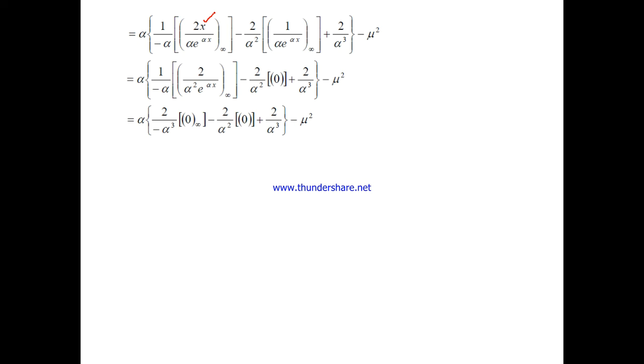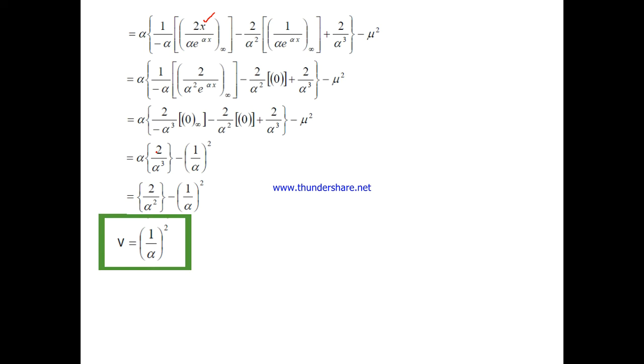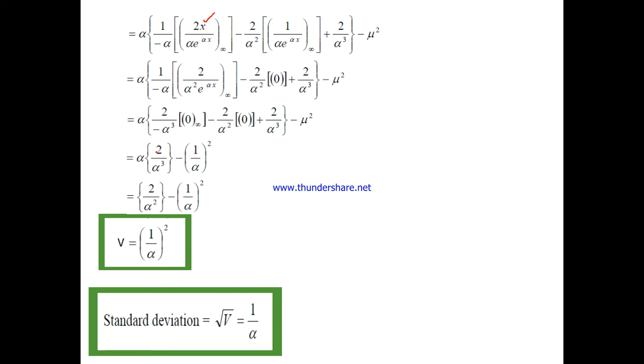Let us substitute for mean, that is 1 by alpha. So mean is 1 by alpha, whole thing to the power 2. Now alpha and alpha cube get cancelled in the first term. This is the expression we have. Finally, variance is equal to 1 divided by alpha whole square. We know standard deviation is given by the square root of variance, which is nothing but 1 by alpha.